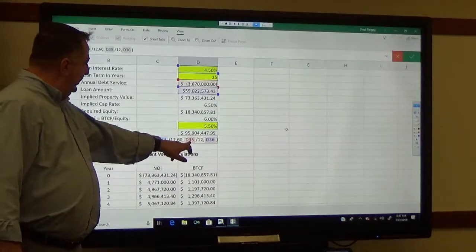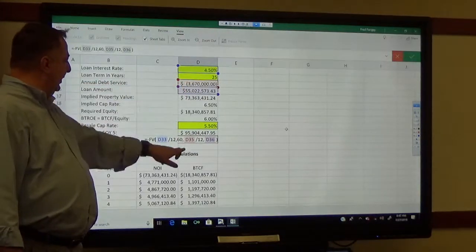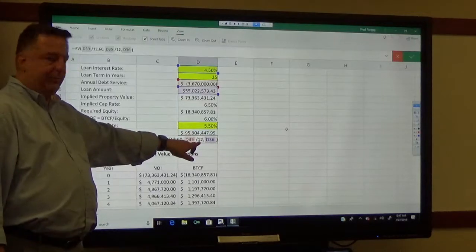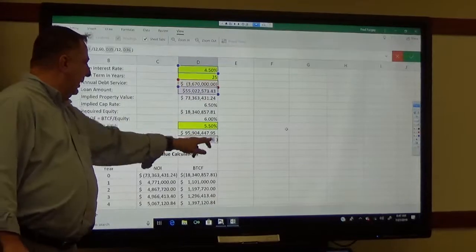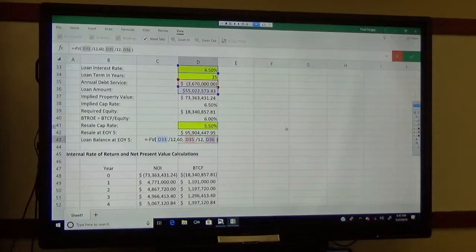All right? Then we take cell D35, which is the annual debt service. We convert that into a monthly payment, so we divide that by 12. And then D36, which is the loan amount, put that in as the original amount, and then Excel solves it for us. Then we get 48 million.